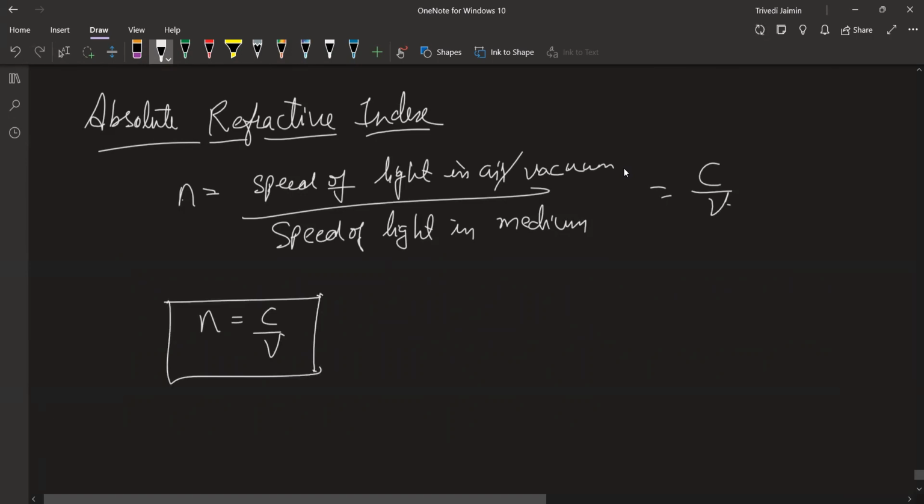Okay. Now, what will be the unit of refractive index? Meter per second? What will it be? Nothing. It's a ratio, and ratios are dimensionless or unitless.